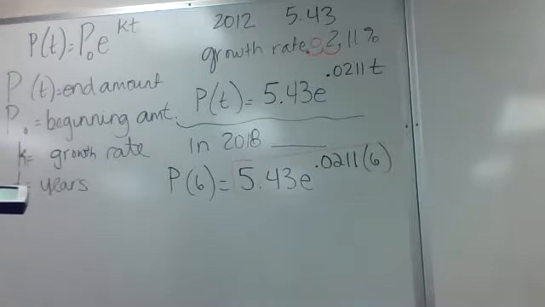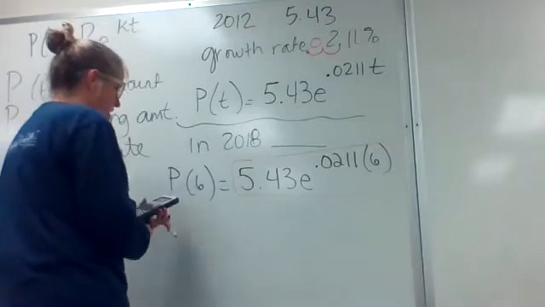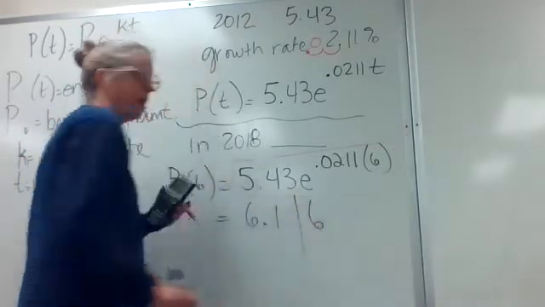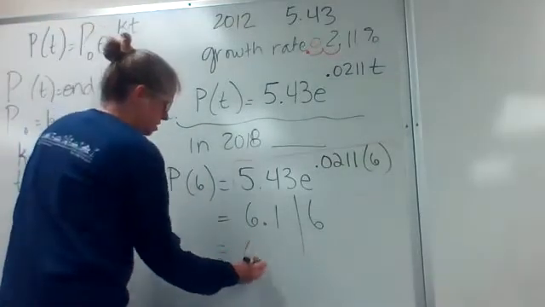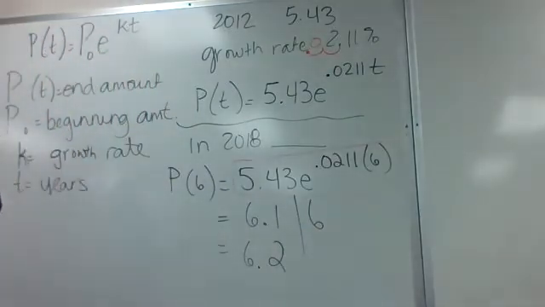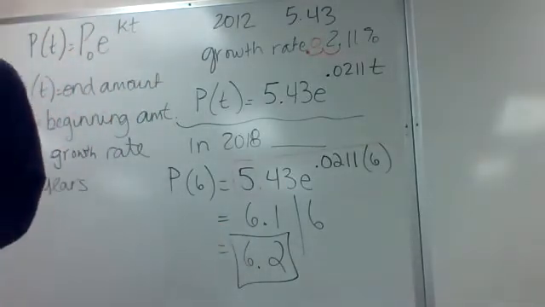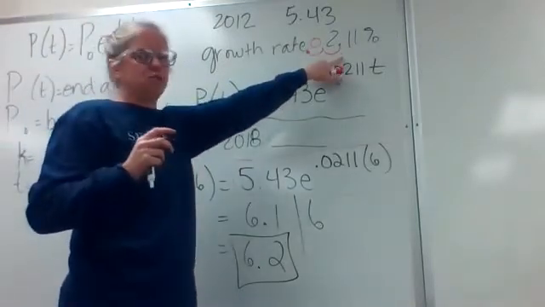And we're going to round it to 1 decimal place. And it tells me 6.16. If we're rounding it to 1 decimal place, what does this need to be? 6.2, right? I'm rounding up since the next number is 5 or greater. So 6.2 million is what the population will be in 2018, growing at this rate.